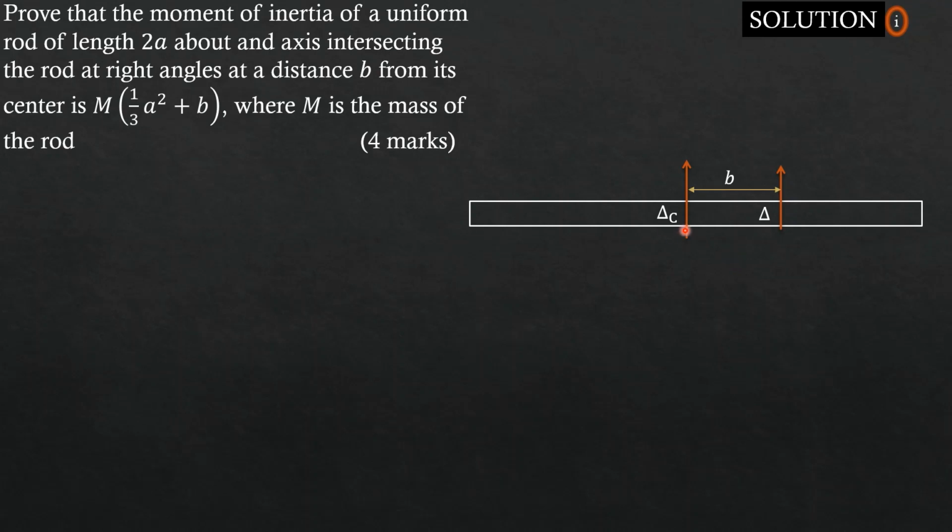Why? Because we can find the moment of inertia of this rod about the axis that is perpendicular to the rod and passing through the center, that is, about the axis delta c. If we are able to do that, which we can do using integration, then we can use the parallel axis theorem, which says that the moment of inertia of this rod about this axis, at a distance of b from the axis delta c, is simply the moment of inertia of the rod about the axis delta c plus the mass of the rod times the square of the distance between the two axes. So that's actually what we are supposed to do using the parallel axis theorem.